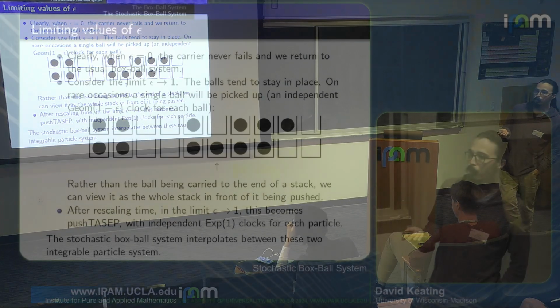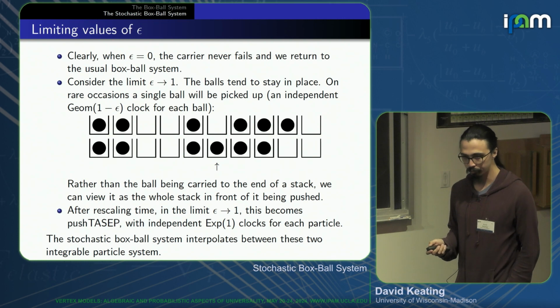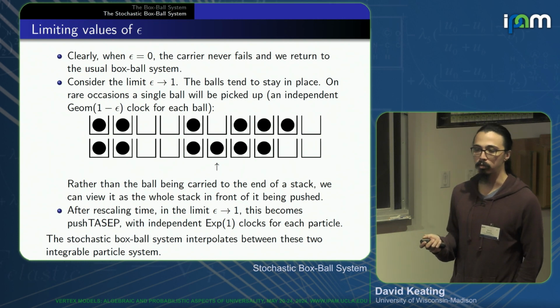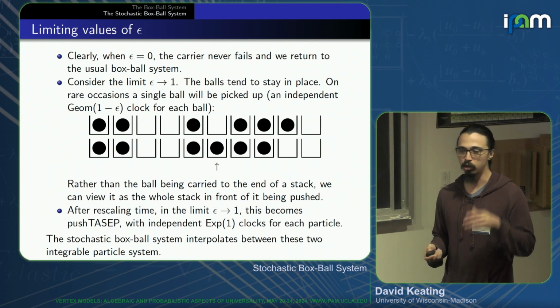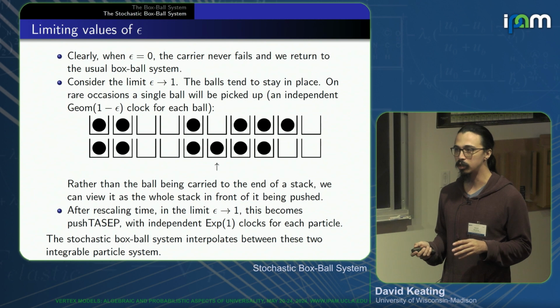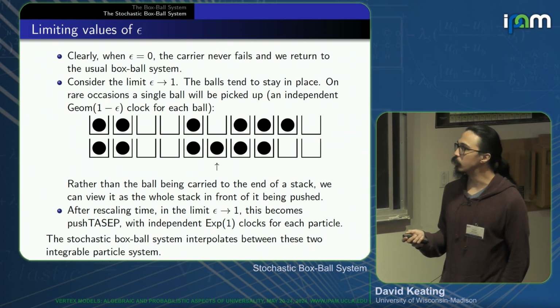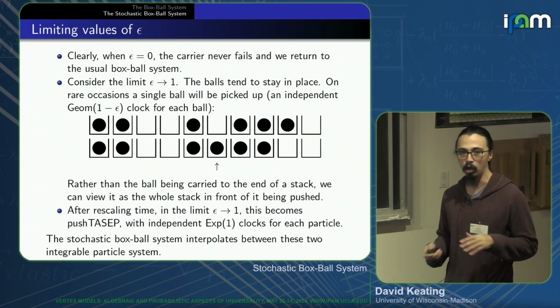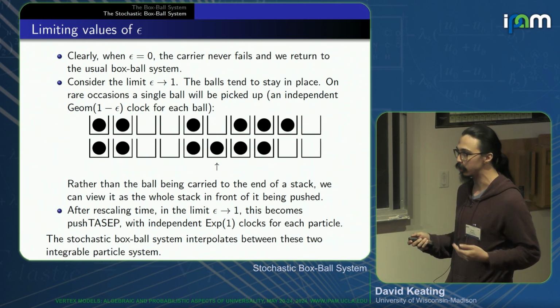Okay, so I want to talk about some limiting values of this failure probability. Of course, if there's no probability to fail, then all the balls get picked up, and this is just the normal box ball system. So when epsilon is 0, you just get the usual box ball. But if you take epsilon to 1, then the carrier will tend to always fail. So normally, nothing is happening. All the balls are staying in place.